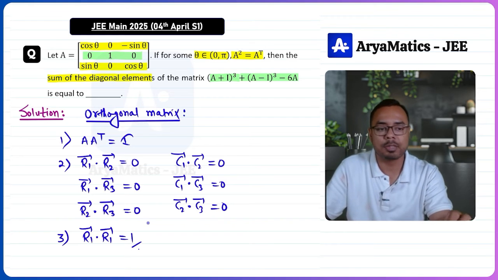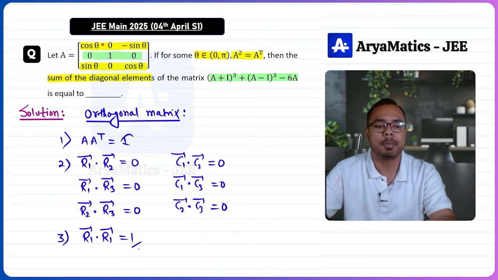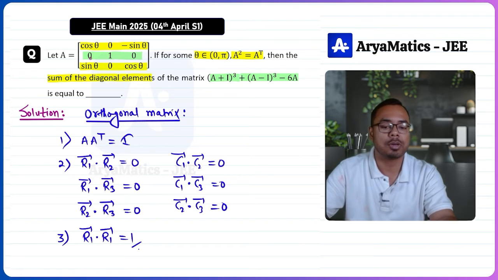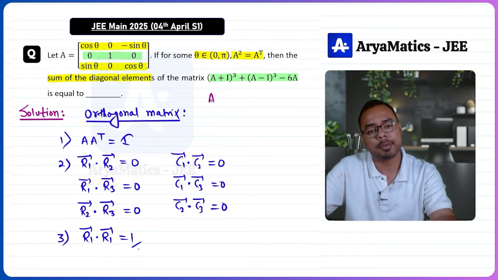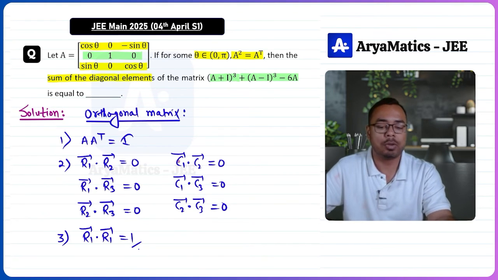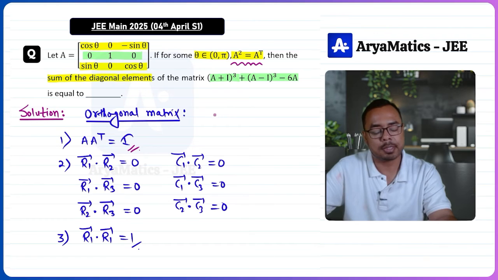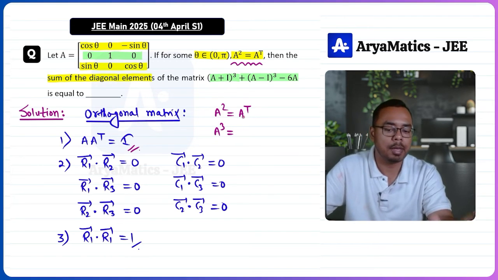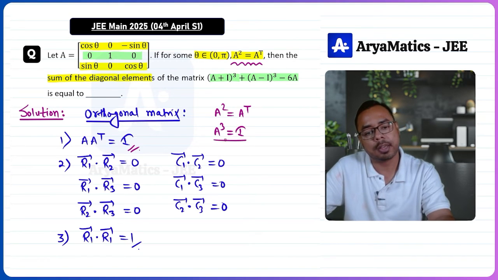So if you are familiar with this property of orthogonal matrix, then by observation you can tell that matrix A is orthogonal matrix, and that will imply that A into A transpose must be identity matrix, right? Here it is given that A square is the same as A transpose. Now if A square is A transpose, you can multiply both sides by matrix A, and then on the left hand side we have A cube, and the right hand side will be A into A transpose, which is identity matrix, because the given matrix is orthogonal matrix.